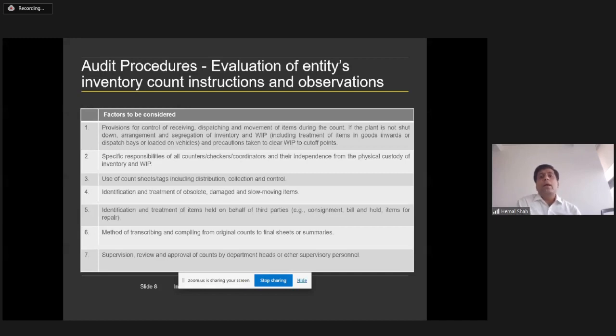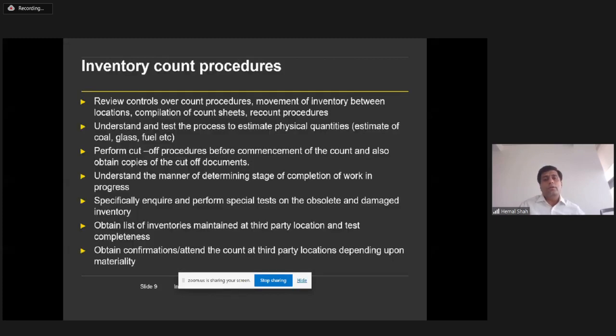So for example, if in one warehouse you see item A is lying in one corner, and similarly the same item A is lying in a second corner, a third corner, it raises a doubt on the completeness as well as the intention of the management. If that is the case, then definitely you should highlight to the management as to why this inventory is scattered and why the same item is not kept at the same place. And finally, supervision, review, and control for the person who is doing the physical count. Review controls over physical count that we've discussed.